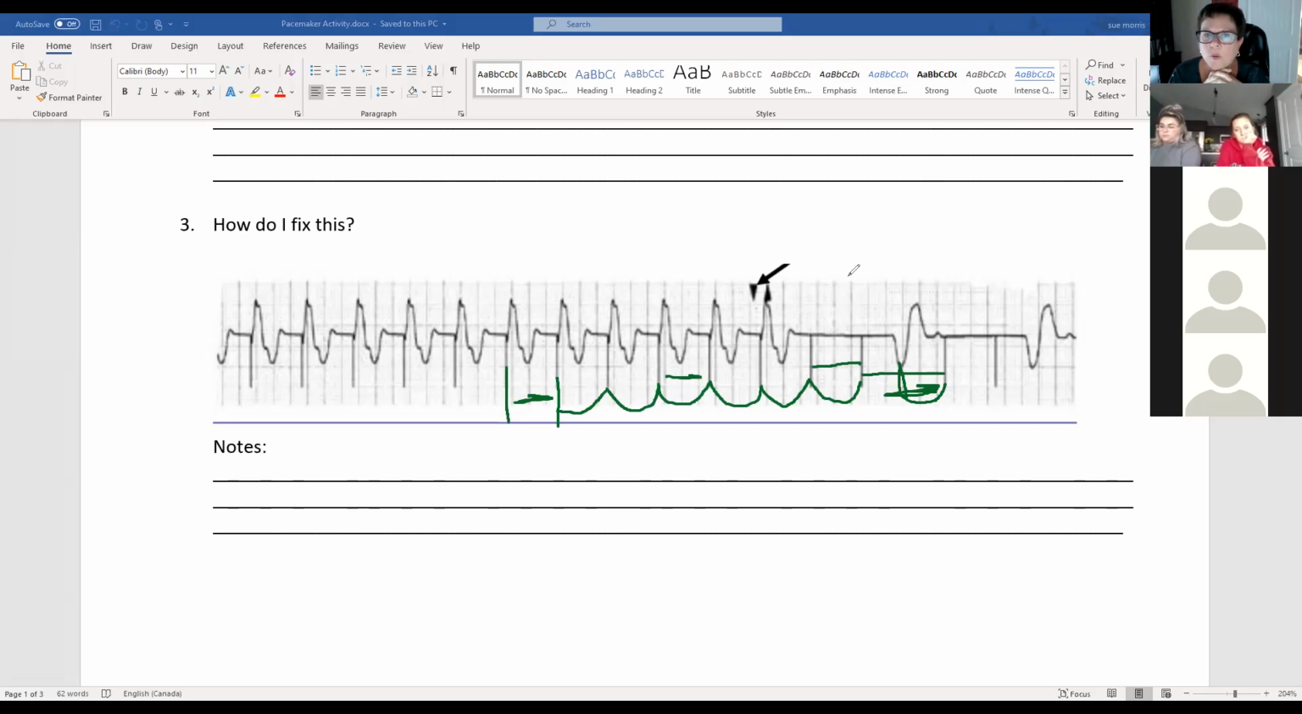So that would require that I get the physician involved. So with a temporary pacemaker, I can simply go in and turn up the milliamps. If this were a permanent pacemaker, I would have to notify my physician and tell him that we had loss of capture. Everybody good with that one?